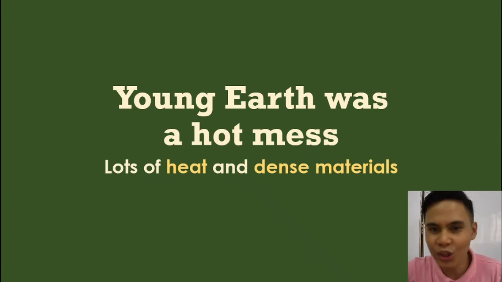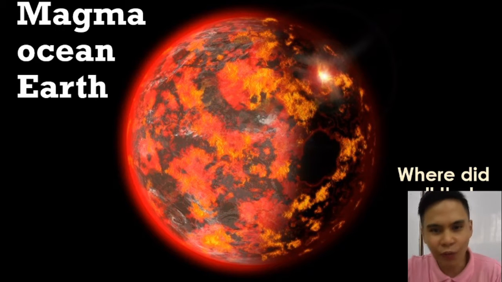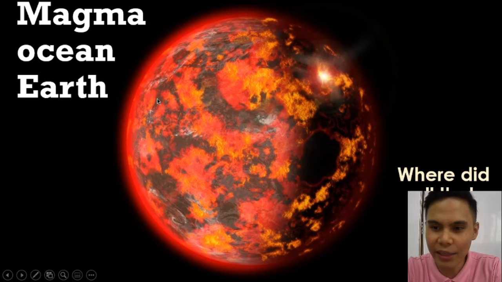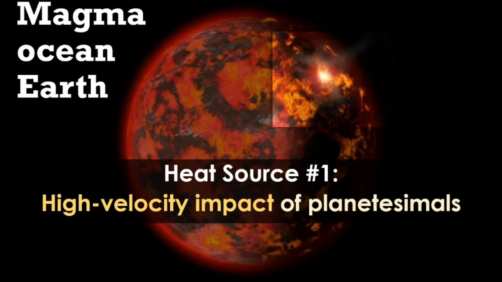But young Earth was a hot mess. There's lots of heat, lots of dense materials, and that turned into the layers. How did that happen? So first we have a magma ocean Earth. So let's get rid of my face. Where did all this heat come from? There's two main heat sources. Heat source number 1, high velocity impact of planetesimals. So things collided with early Earth, and that impact added energy in the form of heat.